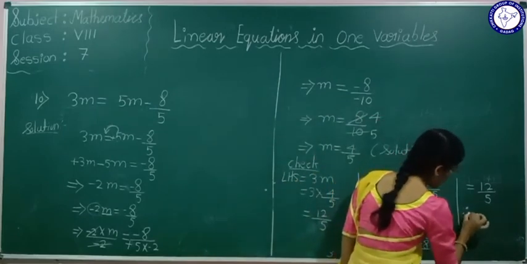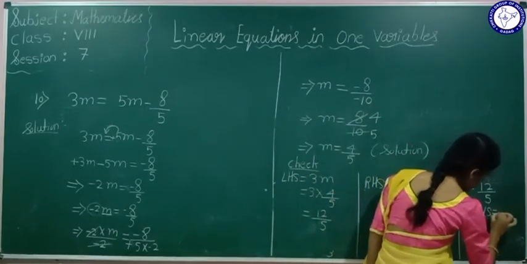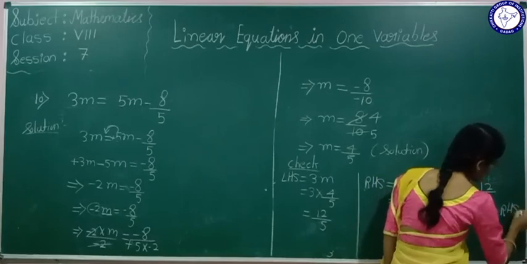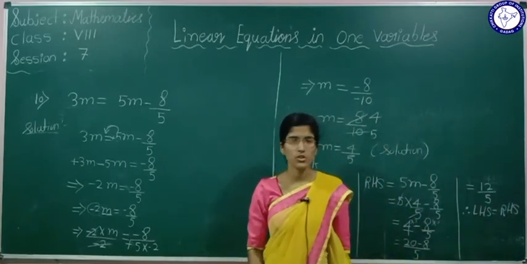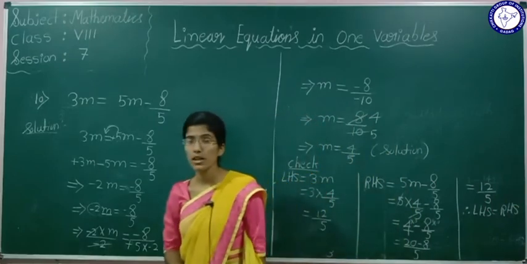Therefore, LHS is equal to RHS. Okay. So this completes your exercise 3.3.